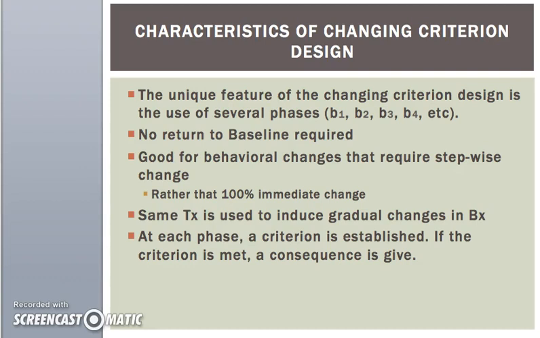The characteristics of the changing criterion design are important. The most unique feature of the changing criterion design is the use of several phases or several steps. So it does once again follow a basic A-B design, which I know we had talked about as being flawed, but remember that once you start using A, B1, B2, B3, B4, each time you move from one treatment phase to the next, you are again rejecting the null hypothesis repeatedly over and over and over again. So that's a unique characteristic of this particular design.